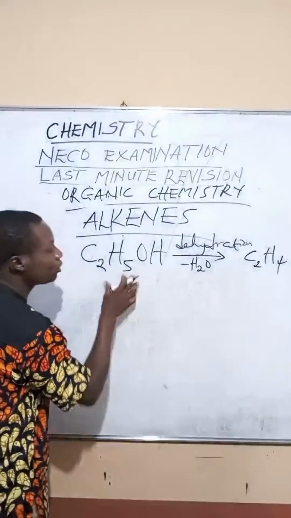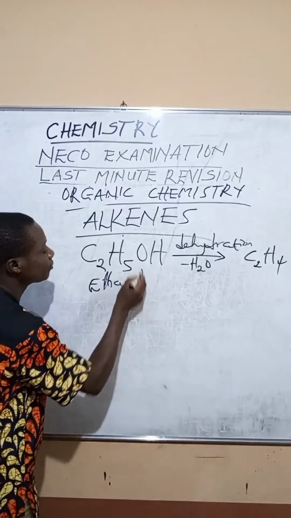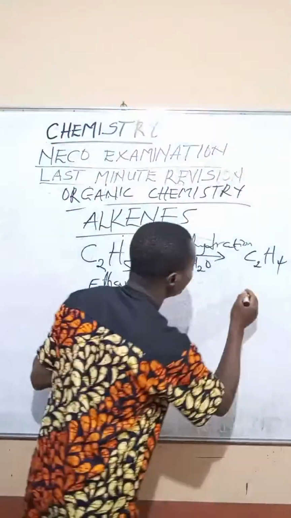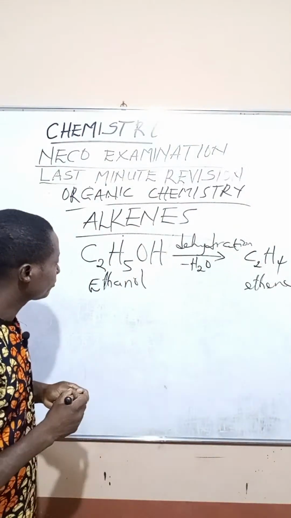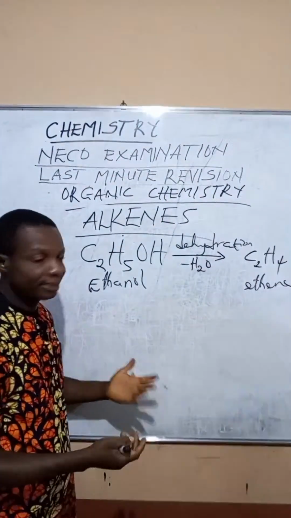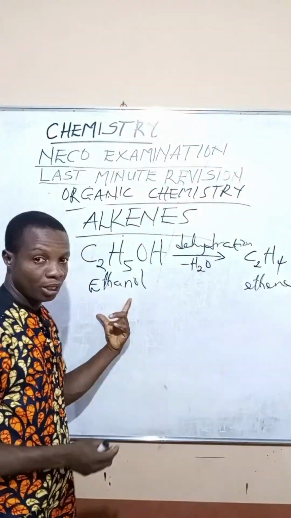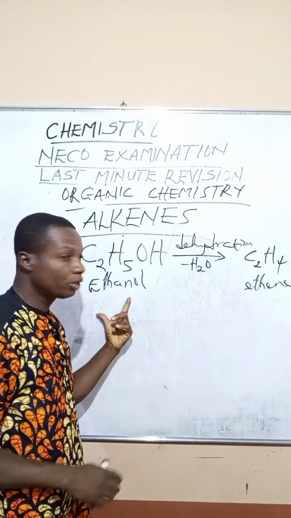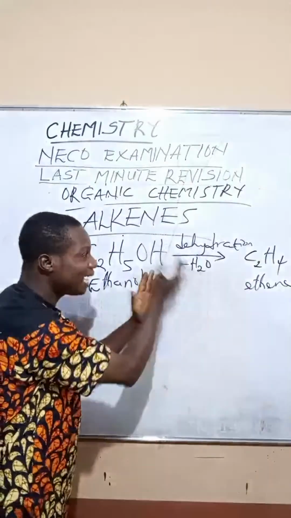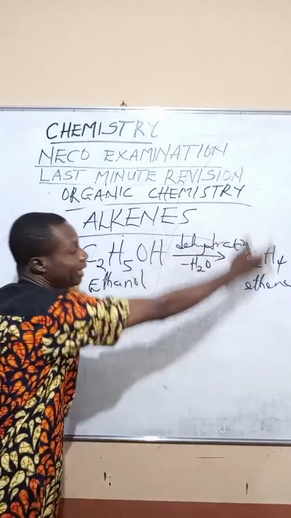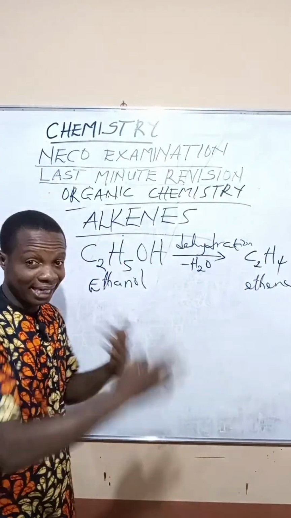This is ethanol. Ethanol will give us ethene. Then the other ones will also give us the same thing. Propanol will give us propene. Butanol will give us butene. You see that now? So that is how: just dehydrate alcohol. You will get alkenes. Alkenes are gotten by dehydrating alcohols.